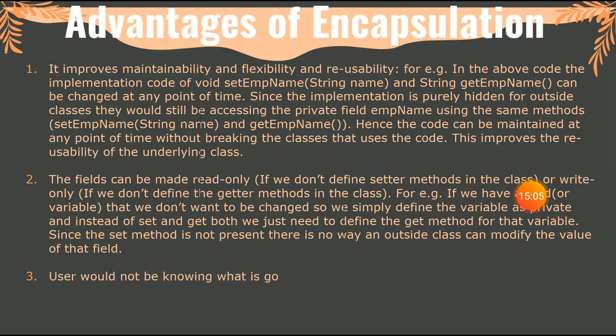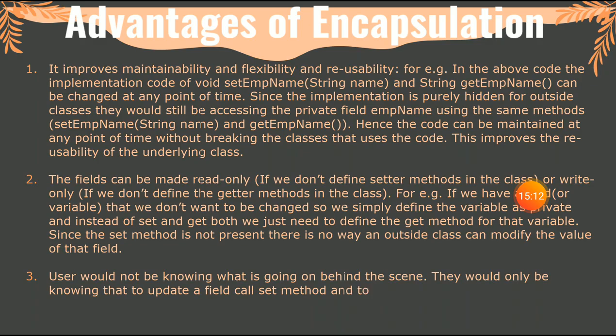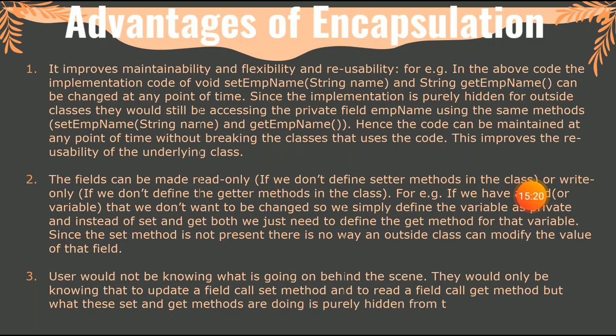The user would not know what is going on behind the screen. They would only know that to update a field, they call the set method, and to read a field, they call the get method. But what these set and get methods are doing is purely hidden from them. So this is what encapsulation is, and this is the best example of object oriented programming. I have covered inheritance, encapsulation, abstraction, and the rest.